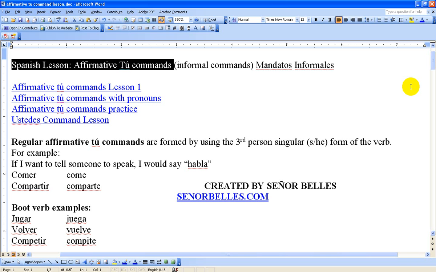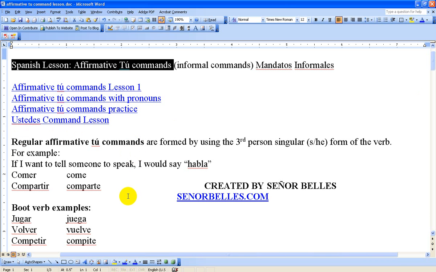So tú commands are different from the usted commands, ustedes commands, and from the negative tú commands. They're just a little bit of a different beast. They're not really more difficult, just a little different. So I'm going to go over how to form all of these, talk about a lot of irregularities, and give you several chances to practice, so that when you finish this video, you'll hopefully feel a little more confident in what you're doing here.